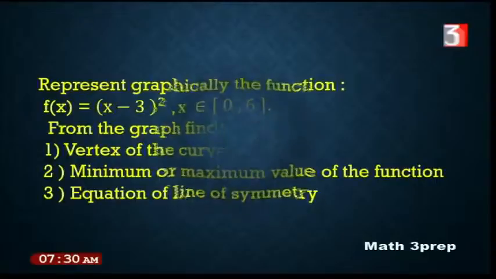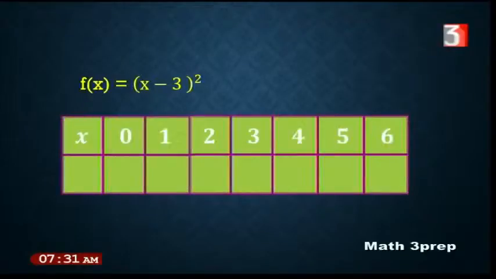First of all, as f of x equals x minus 3 all to the power of 2, you must illustrate the table which represents the values of x starting from 0 up to 6. So the values of x: 0, 1, 2, 3, 4, 5, and 6. What about the equivalent values of y? You can use your calculators in this case. So y equals 9, 4, 1, 0, 1, 4, and 9.